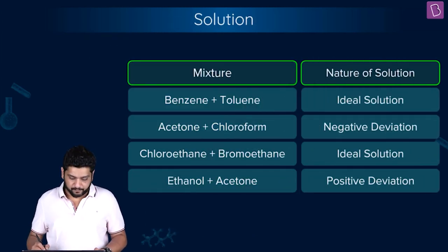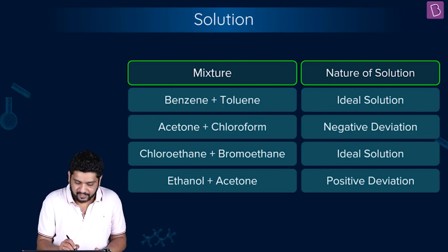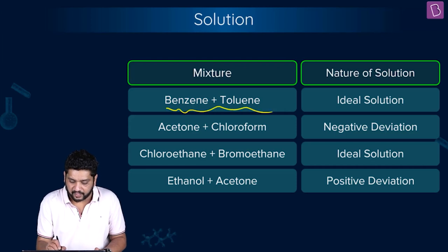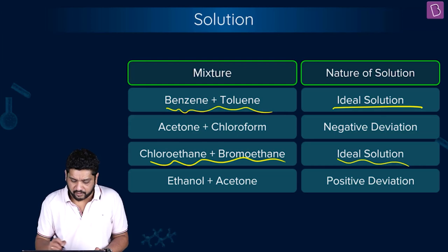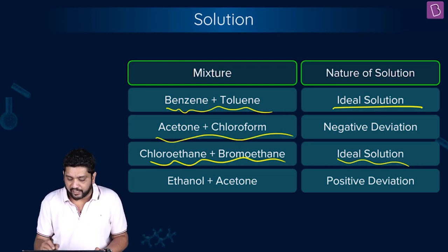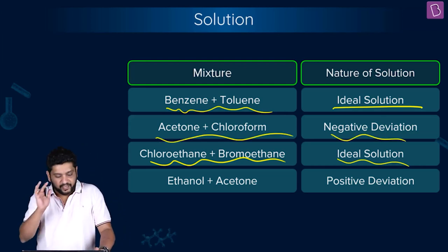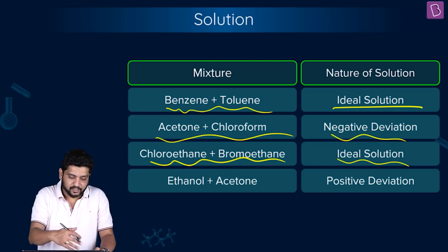So in our question, what did we have? We had benzene, toluene, acetone, chloroform, chloroethane, bromoethane. So look at this. Benzene and toluene are very much similar to each other, ideal solution. Chloroethane, bromoethane very much similar to each other, ideal solution. Acetone, chloroform, we are seeing negative deviation, right? Standard example. So that is why it was a simple question.